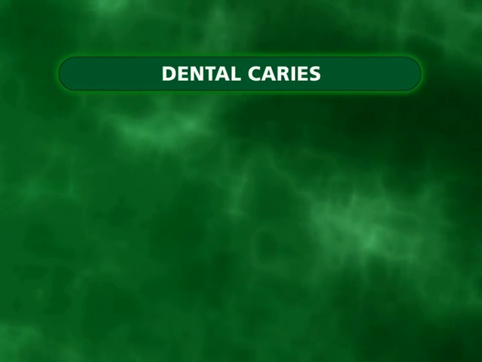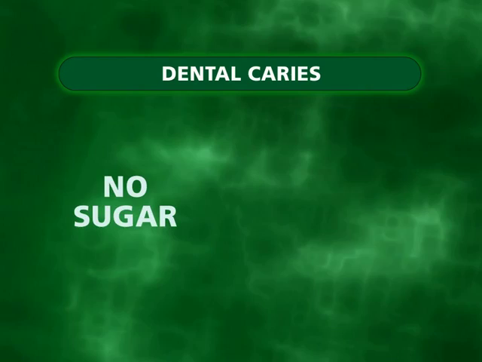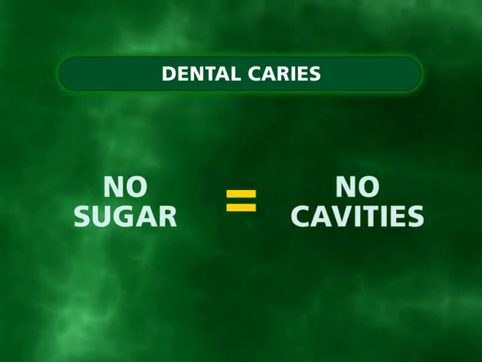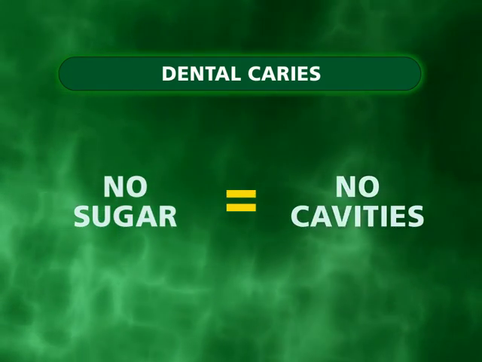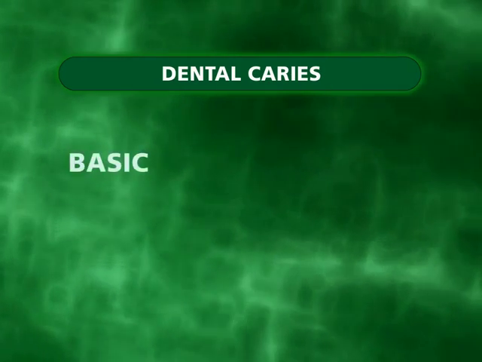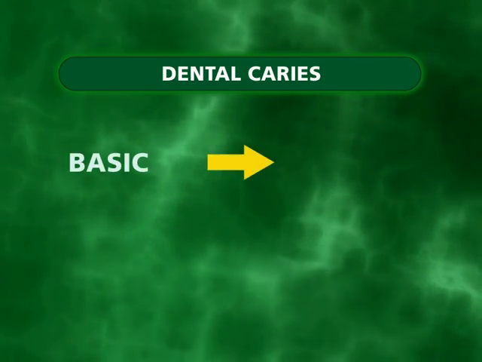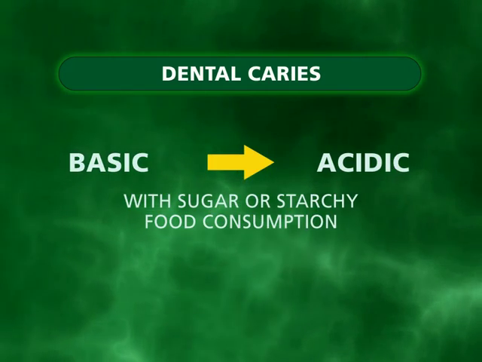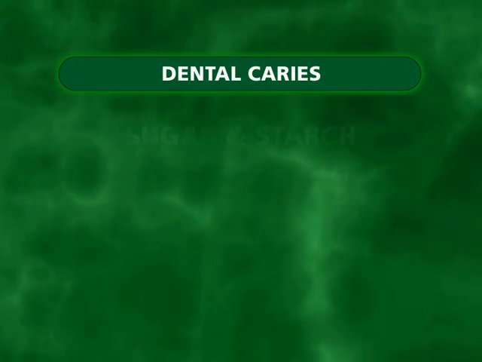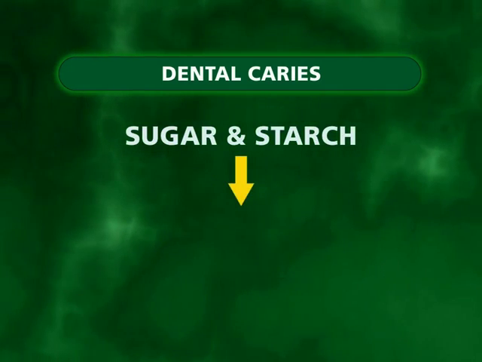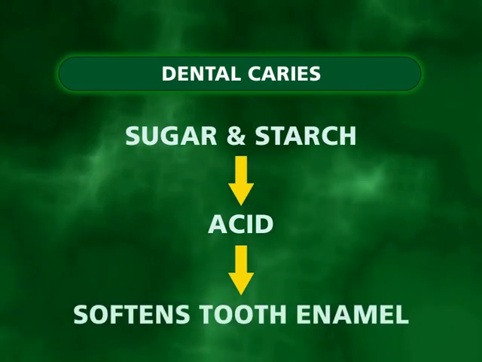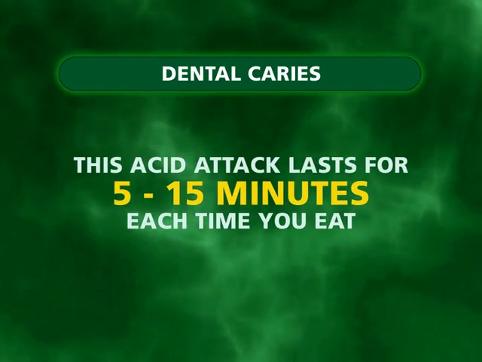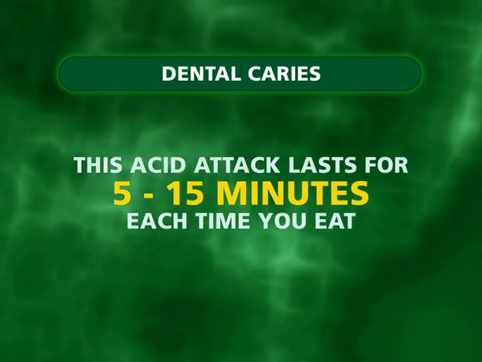Dental caries or cavities. If there was no sugar, there would be no cavities or dental decay. The plaque and bacteria plus food creates an acidic environment. Your mouth goes from a basic or a neutral environment to an acidic environment each time you consume food that contains sugar or starch. Bacteria in the mouth break down sugar and starch to produce acid, which then softens tooth enamel. This acid attack lasts for 5 to 15 minutes each time you eat.